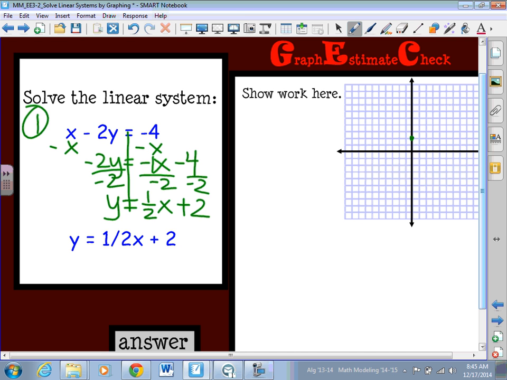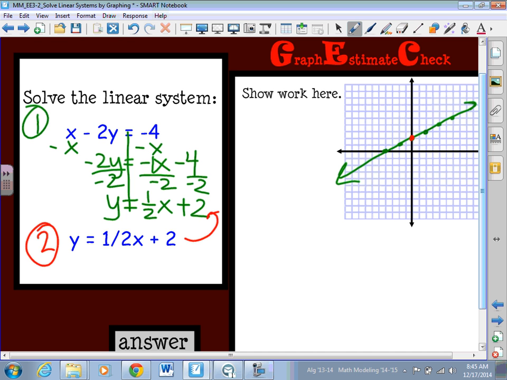So up 2, and then my slope tells me to go up 1 to the right 2, up 1 to the right 2, up 1 to the right 2. All right, and I couldn't go down and to the left, right, because I'm going in 2 negative directions, which turn into a positive. So I have this. The second equation here is going to be y equals 1/2 x plus 2. Well, isn't that weird? Doesn't that kind of look like that one? All right, well, let's see what happens.